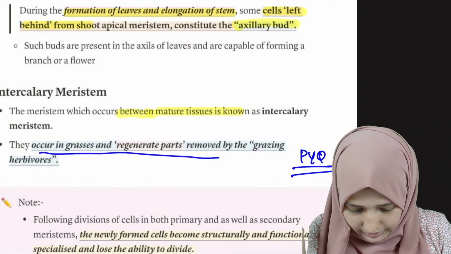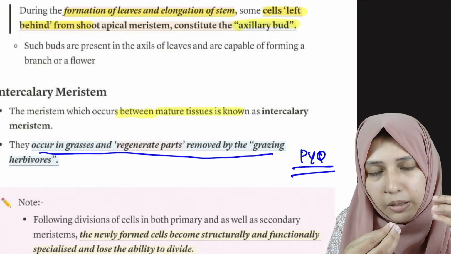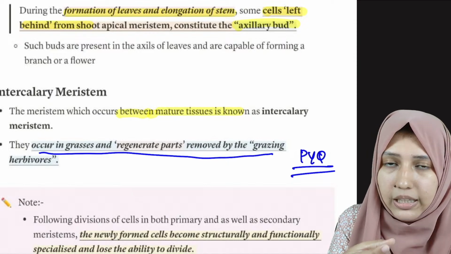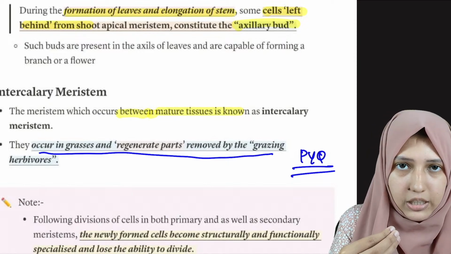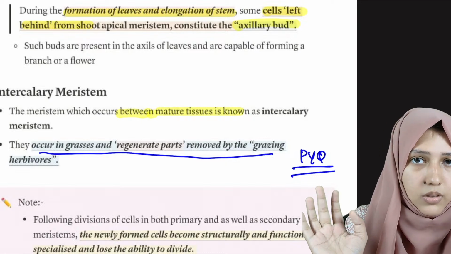They occur in grass and regenerate. These parts are the tip of the plant. The tip of the grass will be eaten by grazing animals, and it will be regenerated. This regeneration is possible only because of intercalary meristem. Clear?